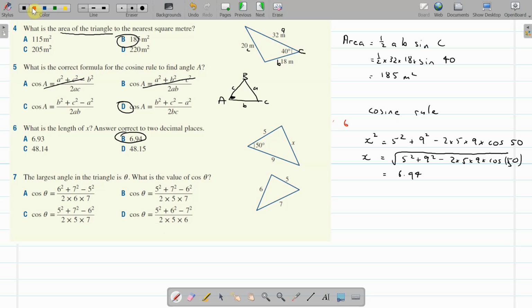Right, question 7. The largest angle in the triangle is theta. What is the value of cos theta? Okay, so we've got to think on 2 levels. First one is which one is the largest angle? And the rule is it's always opposite the longest side. So longest side, angle opposite, there's our theta.